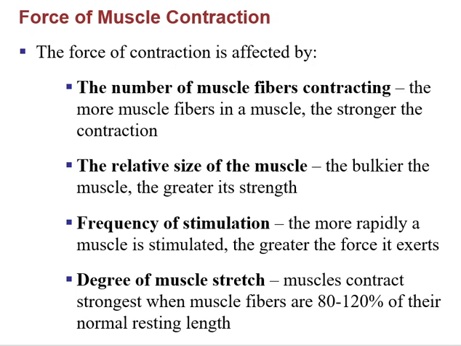Also the frequency of stimulation, because the more rapidly a muscle is stimulated, the greater the force it exerts. And last but not least, the force of contraction is also affected by the degree of muscle stretch. Muscles contract strongest when the muscle fibers are anywhere from 80 to 120% of the normal resting length. That means that if a muscle's already contracted, it's not going to contract with much force. If a muscle's slightly contracted, it's still not going to contract with as much force as if it was extended or at rest. So that's definitely going to affect the force of contraction.